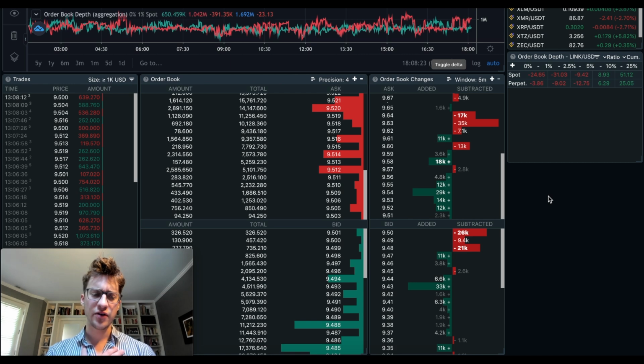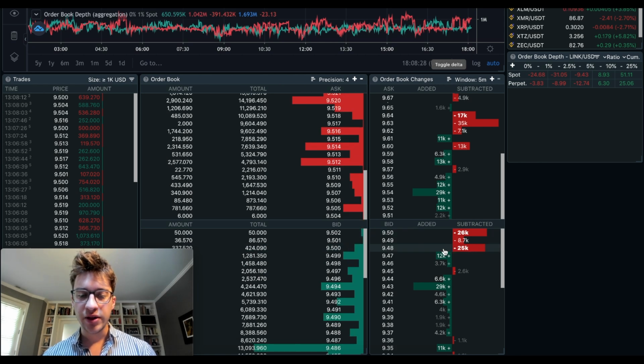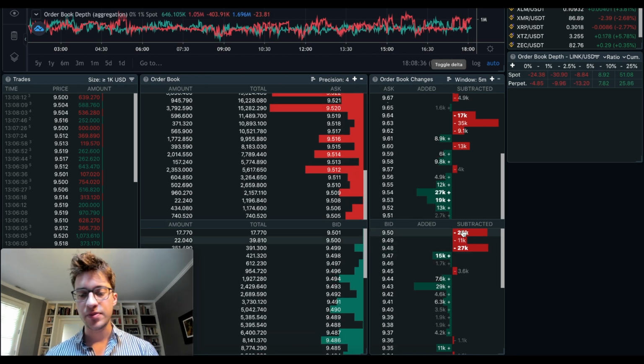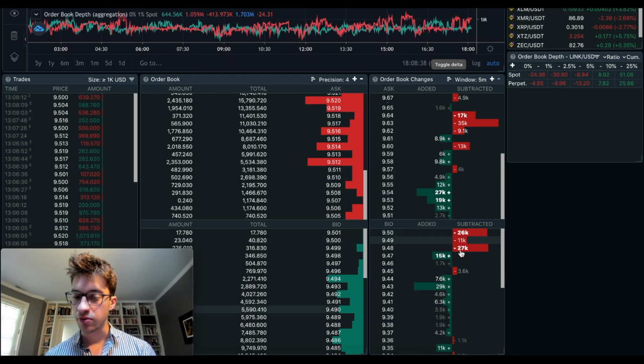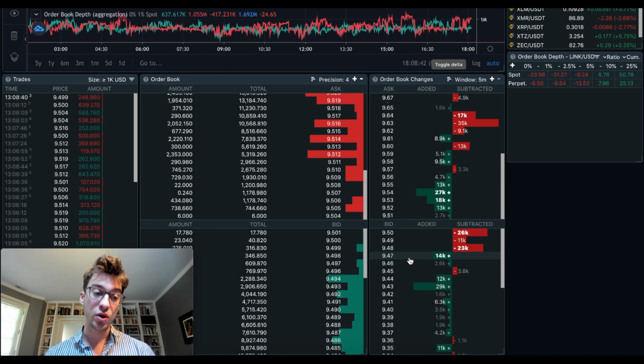Another thing that I've actually found very helpful with order book changes is we can see that a lot of offers on Link have been pulled here, right guys? And actually placing a bid at around the 9.48 level might not be a terrible idea. The reason I say that is because typically when this happens, price just eats right through this liquidity until we get to a price point where a lot of liquidity has been added.